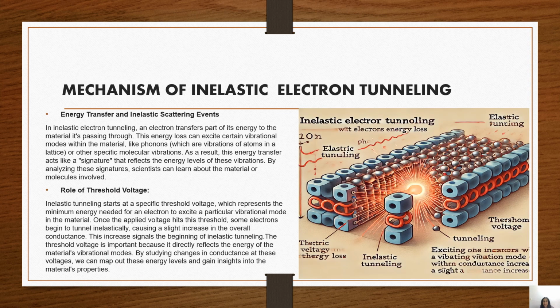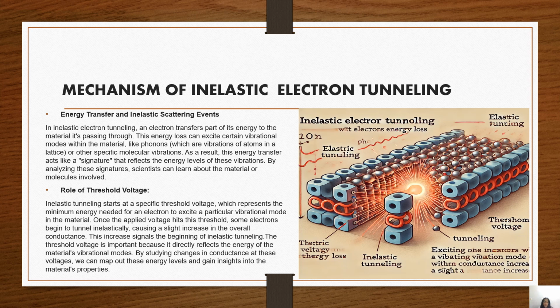The mechanism of inelastic electron tunneling. The mechanism includes the energy transfer and inelastic scattering events. In inelastic electron tunneling, an electron transfers part of its energy to the material by passing through it. This energy loss can excite certain vibration modes within the material, like phonons, which are vibrations of atoms in a lattice, or other specific molecular vibrations. As a result, this energy transfer acts like a signature that reflects the energy levels of these vibrations. By analyzing these signatures, scientists can learn about the material or molecules involved.